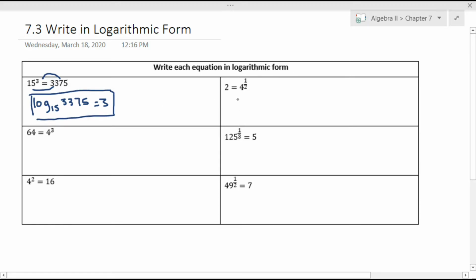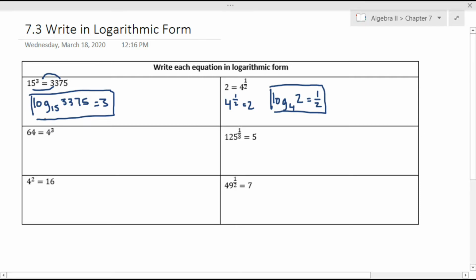Again, we're going to make sure that the exponent is on the left. So 4 to the power of 1/2 is equal to 2 before we do the swoop-de-doop method. Then I swoop-de-doop. Log base 4 of 2 is equal to 1/2. Remember, the exponent 1/2 is like taking the square root. Is the square root of 4 2? Yes, it is. Again, I would pause it, try these next 4 on your own, and then come back and see if you got the right answers.